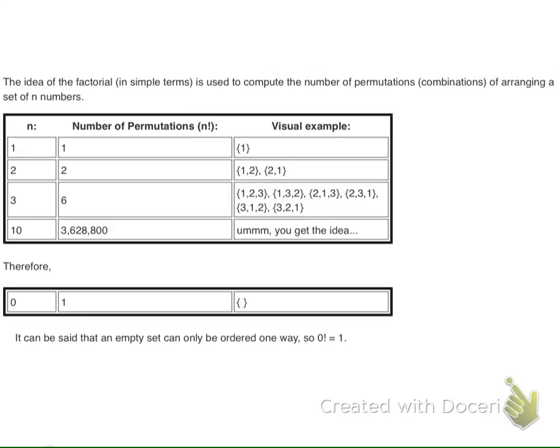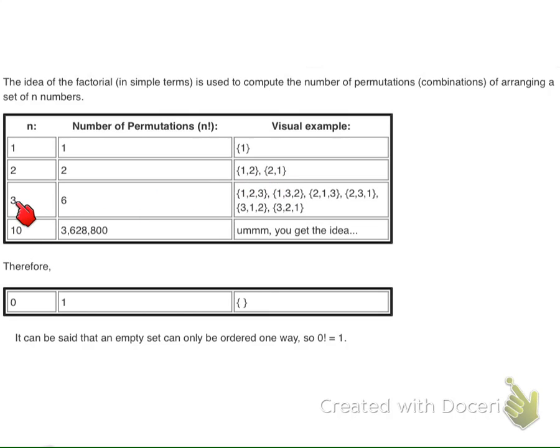So the idea of factorial in simple terms is to compute the number of permutations or combinations of arranging a set of numbers. So let's think about if you were arranging 1. Well, there's only one way to arrange 1. Okay, so that's why 1 factorial is 1. And if you were looking at 2, well, you could have a combination of 1, 2, and you could have a combination of 2, 1. In other words, there are 2 ways to list the number 2 in order of arranging a set of n numbers. So if you have 2 numbers, 1 and 2, there's 2 ways to arrange them.